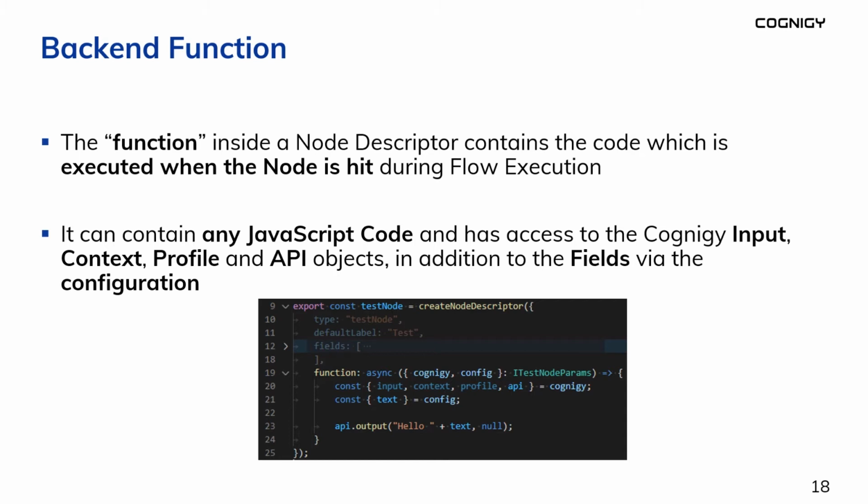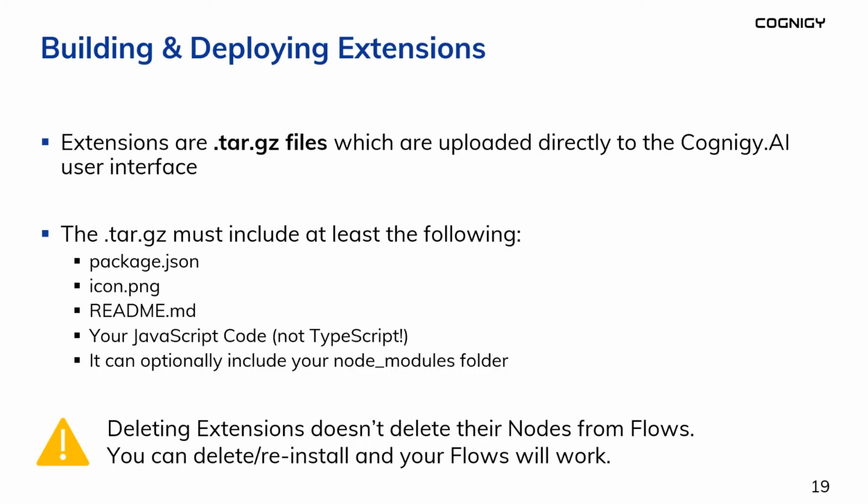Now, when we've built a new extension with the front-end code, the back-end code, etc., how do we build it and deploy it? Extensions, in the end, to become uploadable into the Cognigy AI system are tarred gzip files, which are created by just zipping them, essentially, and then you can upload them into the Cognigy AI user interface.